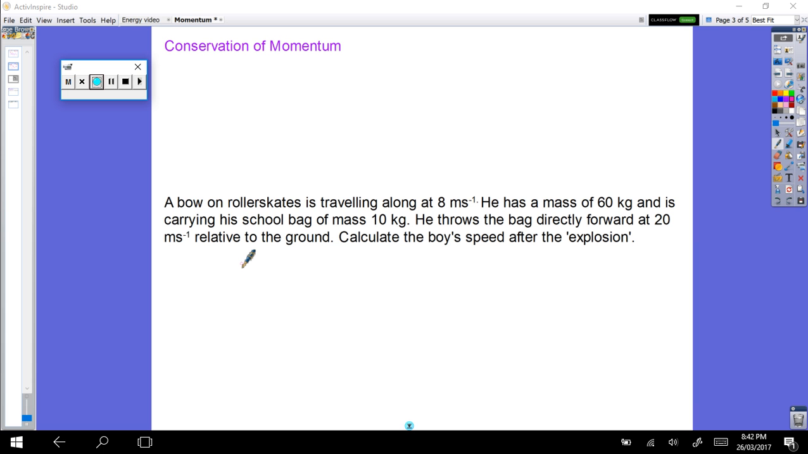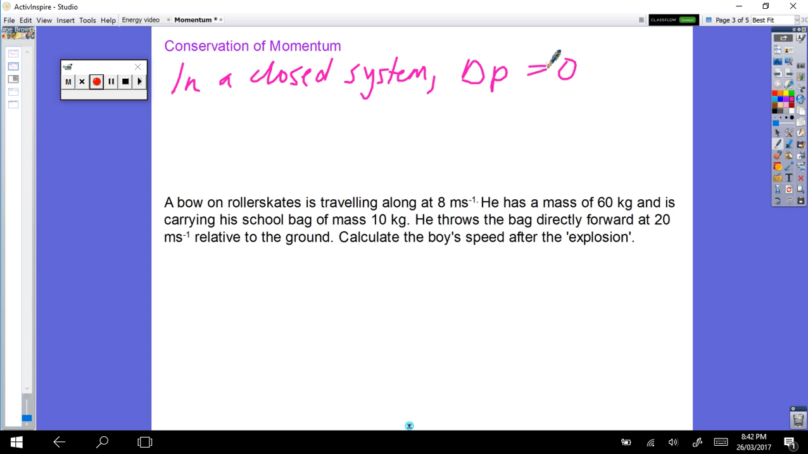Okay, so the important thing to remember is that if we have a closed system, there's no change in the total momentum of the system. So we've got the law of conservation of momentum, and in a closed system, let's write this down, change in momentum, so delta P equals 0. So what we can say is that P initial equals P final. This bit here is just really important. You'll be using this a lot.